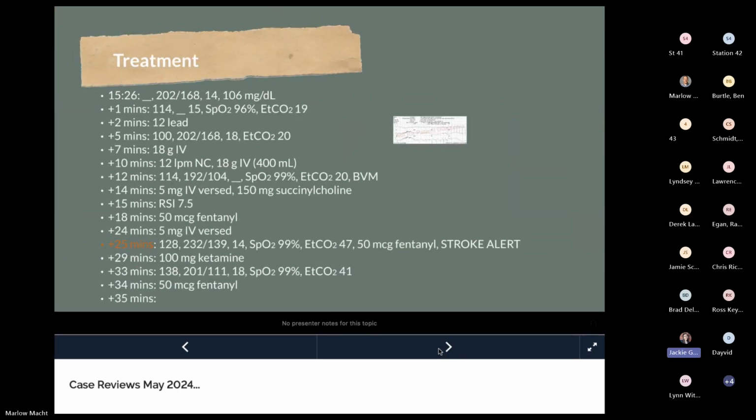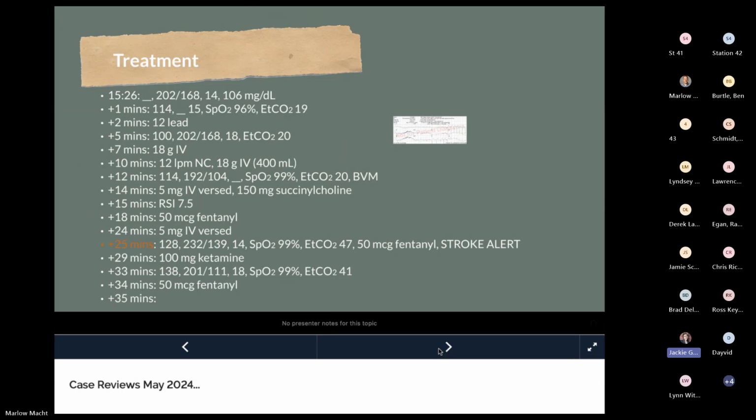They get another set of vital signs at 5 minutes. He's still tachycardic at 100, still hypertensive at 202 over 168, respirations at 18, and tidal of 20. At 7 minutes, they establish an IV. At 10 minutes, they establish a second IV. They give him 400 cc's of IV fluids, and they pre-oxygenate him with 12 liters nasal cannula.